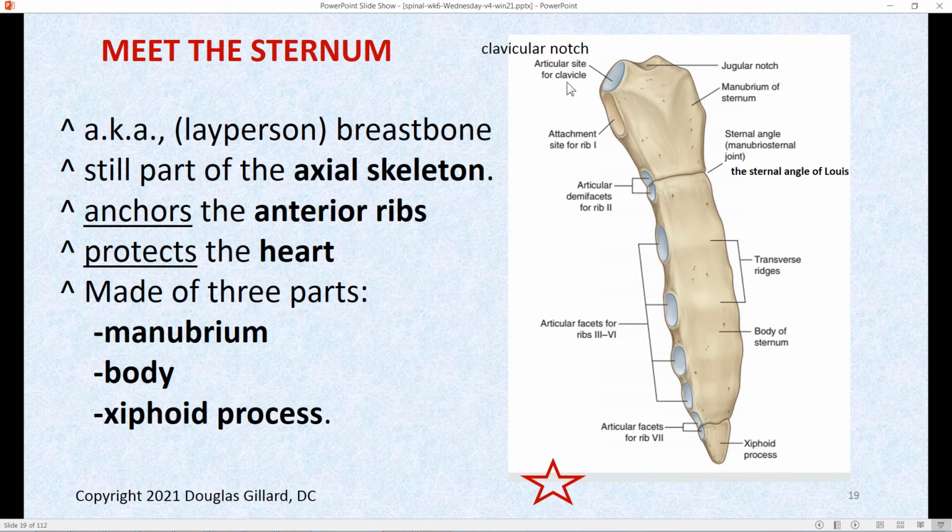So let's take a look at the sternum. People get this very simple question wrong. It's like, why are you talking about that? That's not the spine. It actually is considered part of the axial skeleton, and that's our domain. So yeah, it is part of the spine in a way. It anchors the anterior ribs. It also protects the heart underneath it. Heart would be right under this thing. Not completely, though. It's made of 3 parts. That's a really easy softball question. You can't miss questions like that. Manubrium, body, xiphoid process.